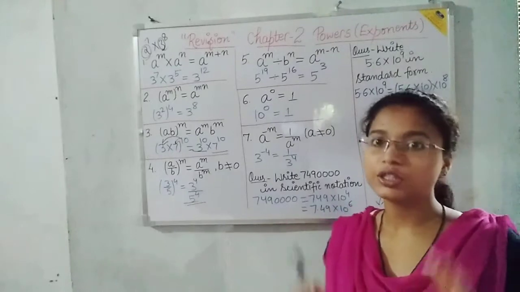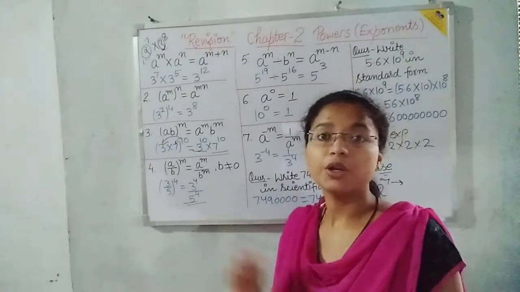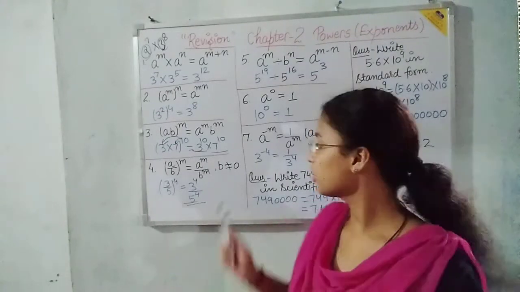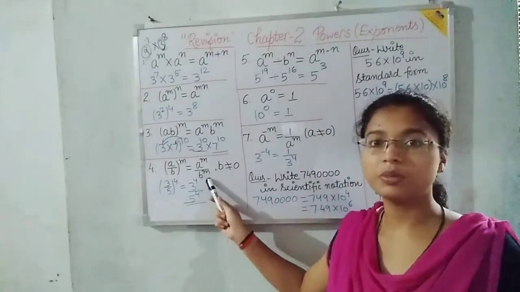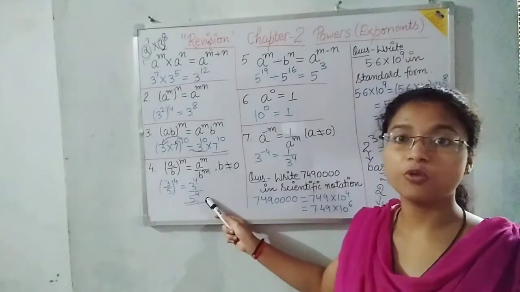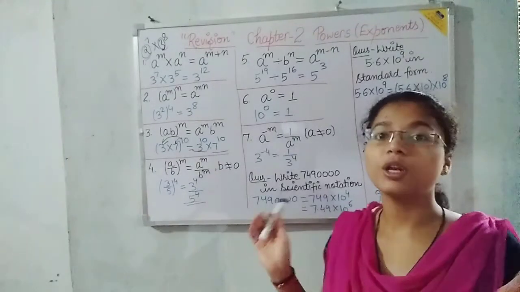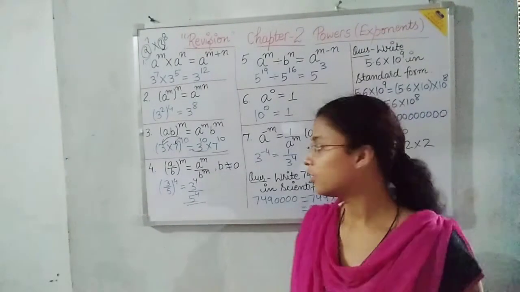Because if the denominator is equal to 0, this division will not be defined. If the denominator becomes 0, meaning b becomes 0, here 5 to the power 4 is the b, if this becomes 0, this division will not be defined.